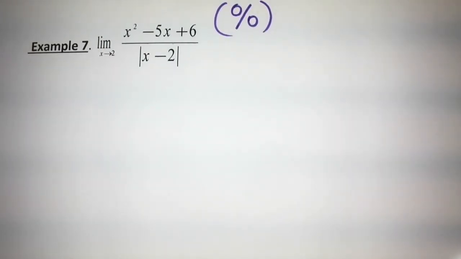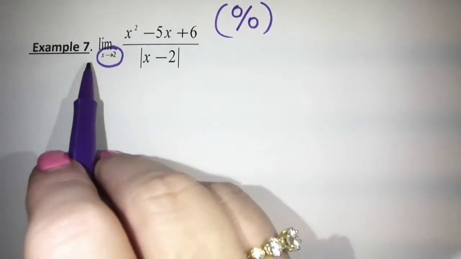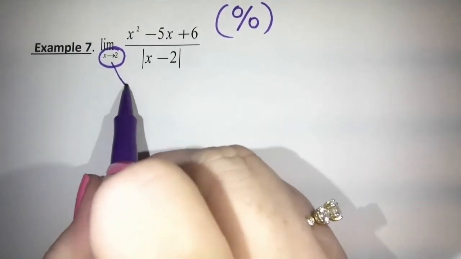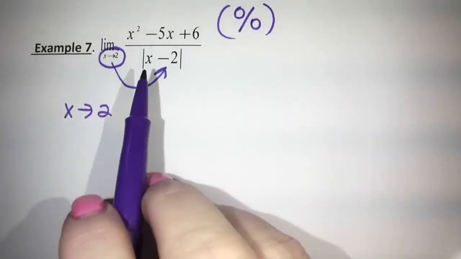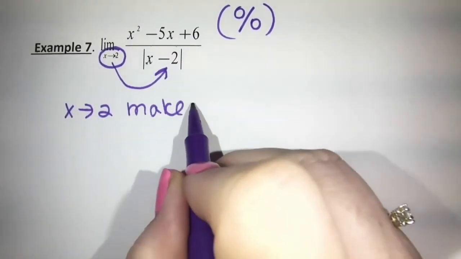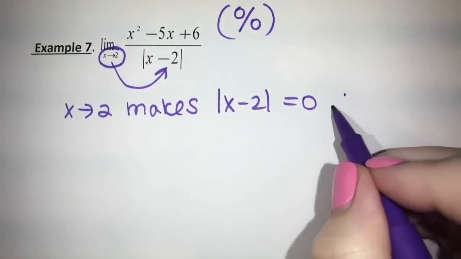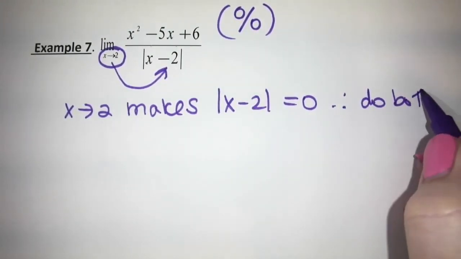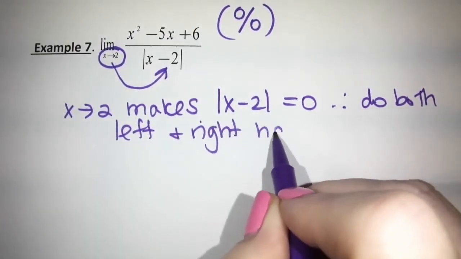Now there's lots of different types of absolute value questions that they can make up for limits. So what you always want to ask yourself is, the number that x is becoming here, x is tending to 2, does that make the absolute value 0? Okay, x tending to 2 does. 2 minus 2 makes that absolute value 0. So write down x tends to 2 makes the absolute value equal to 0, and that means you have to do both left and right hand limits.